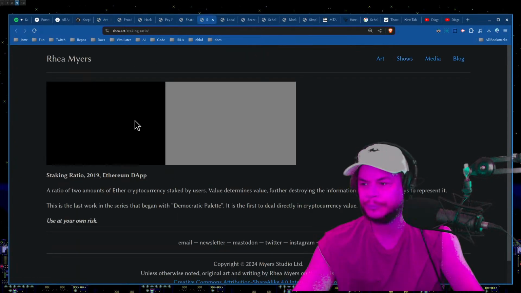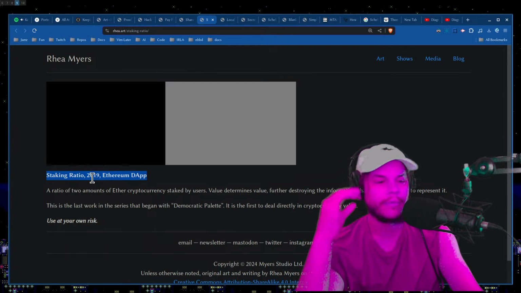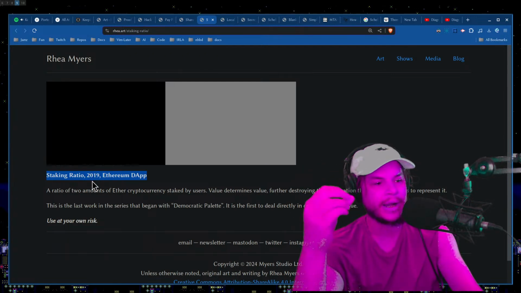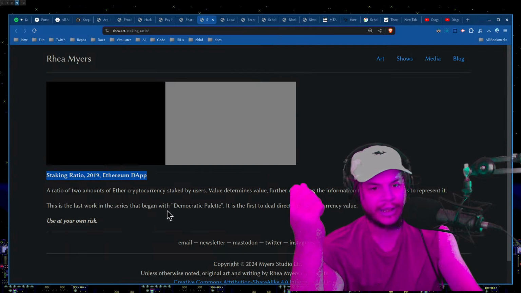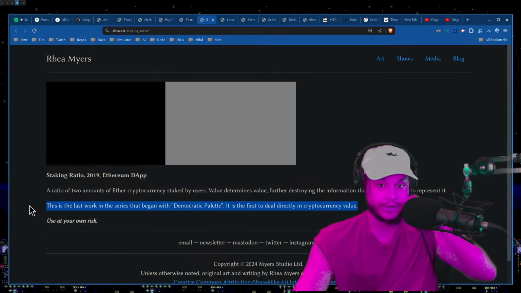Staking Ratio. The ratio of two amounts of Ether cryptocurrency staked by users. Value determines value, further destroying the information that money destroys to represent it. This is the last work in the series that began with Democratic Palette. It's the first to deal directly in cryptocurrency value. Use at your own risk.